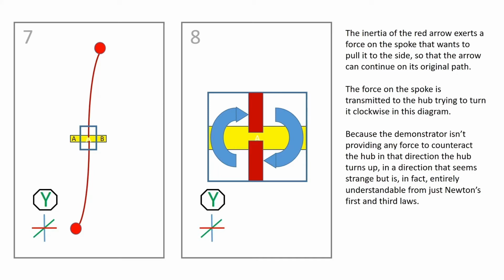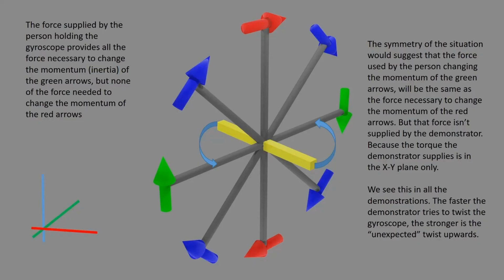This is just a closer picture of what's happening at the axle. The red arrows try to continue in their original direction, and this bends the spokes, which transmit the force to the hub, twisting it around the y-axis. That's really all there is to it. Just by considering the conservation of momentum and the stresses on the spokes of the gyroscope, all its strange behavior can be explained. Now let's look at precession, which is what happens when one end of the axle is supported and the other end is left to move freely.